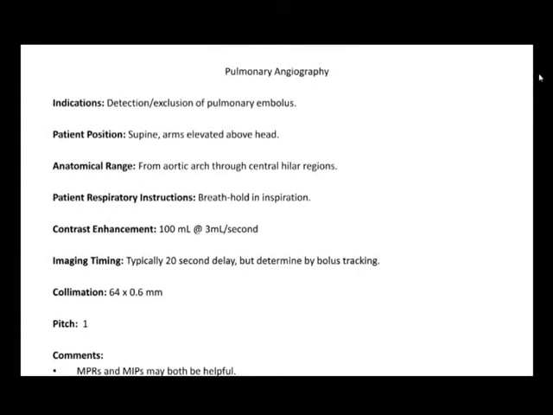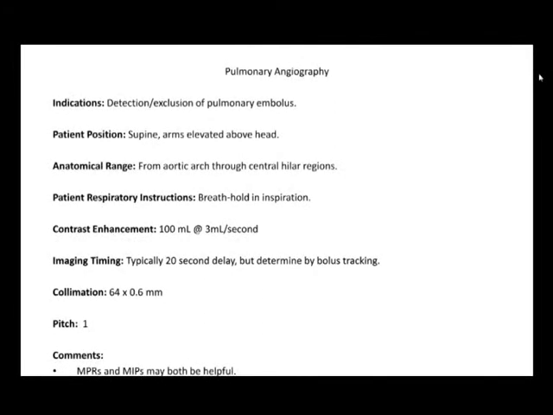So aortography, as the name implies, is going to be a study of the aorta. And so this is going to include detection and exclusion of aortic aneurysms, dissections, bleedings, thrombosis of the ascending aorta, aortic arch, or descending thoracic aorta. So any abnormality of the aorta is going to be detailed here. And as you can guess, this is going to be a fairly lengthy scan, depending on how far you want to go with the aorta.